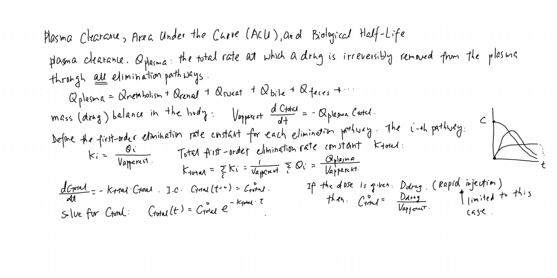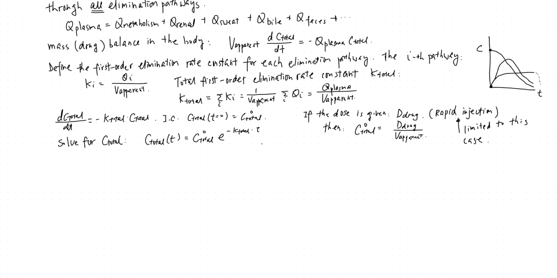So for the rest of our discussion, we will just focus on rapid injection, because this gives us an initial condition that we can relate to drug dosage. Otherwise, we need additional treatment tools. But right now, assuming rapid injection gives us a simpler initial condition that we can illustrate through this equation.